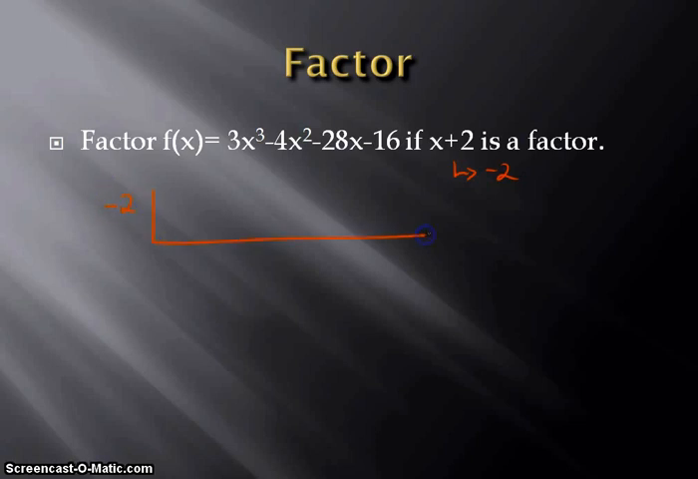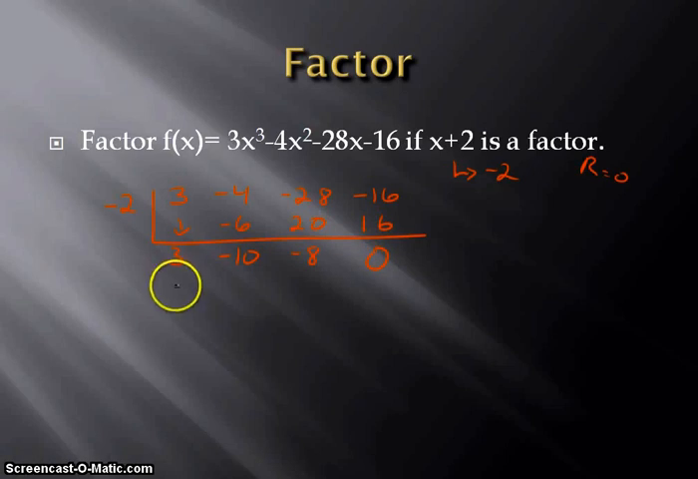So I'll set up my synthetic division. I notice I am not missing any terms. So I have 3, negative 4, negative 28, and negative 16. So I should have a remainder of 0 because I am told directly we have a factor. Drop down our 3. We have negative 6. Then we have 20. Then we have 16, and when I add, I do have that 0 that I was expecting.